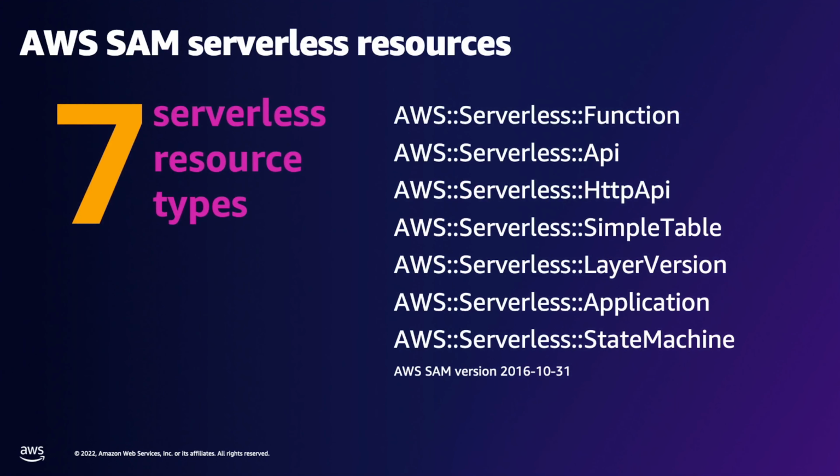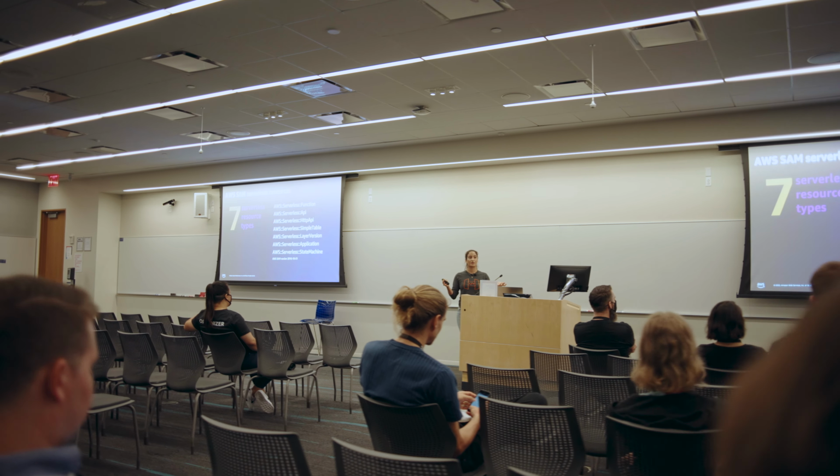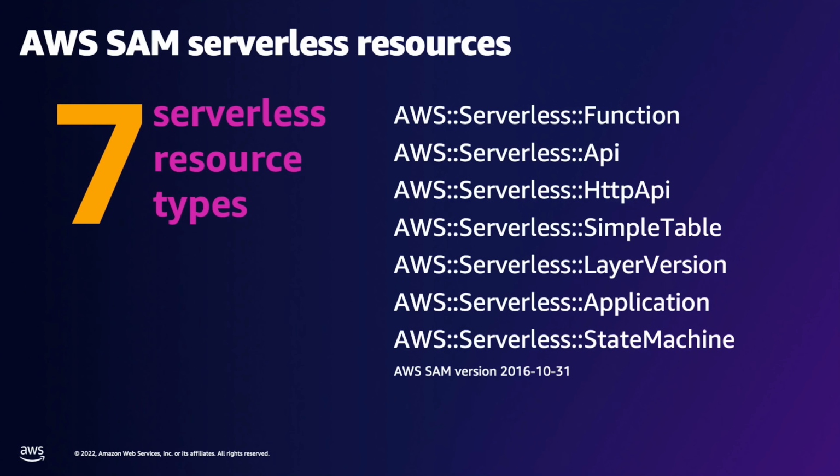So there are 7 serverless resource types that you can use in your template. There are other CloudFormation resources that you can add to your template. These are just the 7 serverless ones. So again, there's many more that you can use. These are just the serverless specific ones. So for serverless, you can add a function, you can add 2 types of APIs, a table, a layer version, an application, and a state machine.